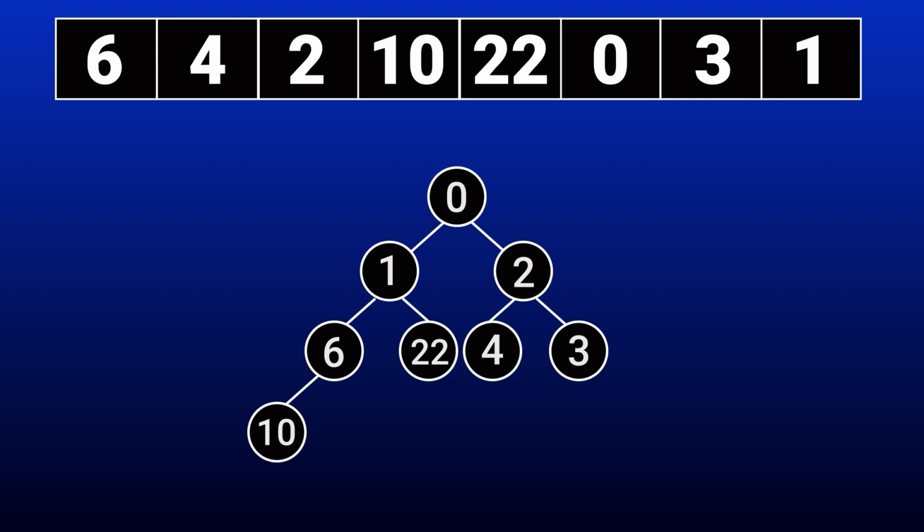Heap Sort first creates a min-heap from the elements in the array by calling Heapify operation. Then Heap Sort repeatedly calls the extract min operation of the min-heap and updates the array with the elements returned by the min-heap. Let's apply this principle to our example. The Heap Sort applies Heapify operation, which creates a heap where 0 is our root node. Its children are 1 and 2. 1's children are 6 and 22, 2's children are 4 and 3, and 6's child is 10.